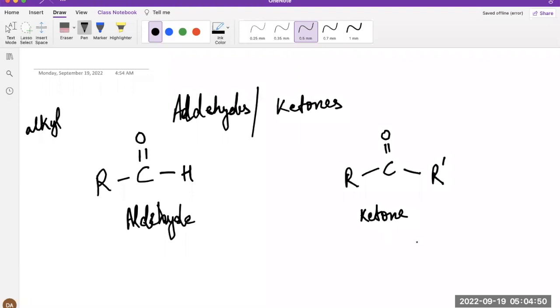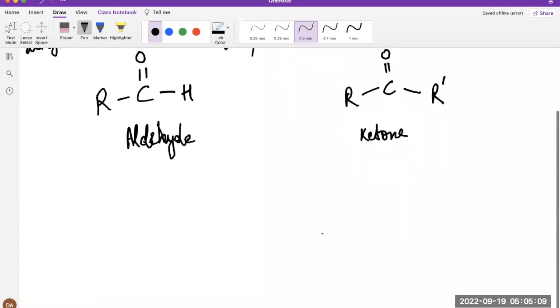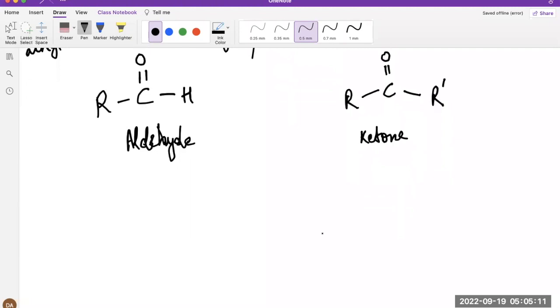Okay. So again, the idea here is to understand the difference between aldehyde and ketone. So make sure you understand this. Aldehydes have the carbonyl at the very end of the molecule, that's why you see the hydrogen. There are no more carbons here. Whereas in ketone, you have carbons on the left and carbons on the right. So that's the difference. Now we need to learn how to name them.